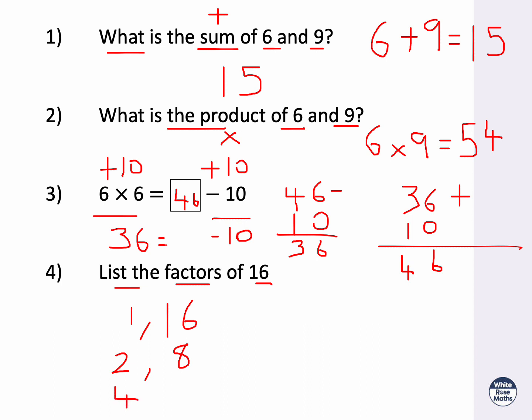The next one, 4 times 4. So 4 fours are equal to 16. Your factors are 1, 2, 4, 8 and 16. I don't have to write 4 twice here, because 4 times 4 equals 16, so one of the factors would be 4, if that makes sense. So these are my factors of 16, guys.